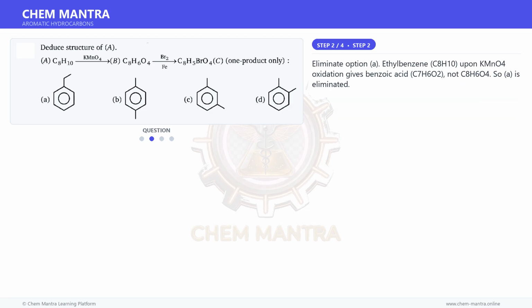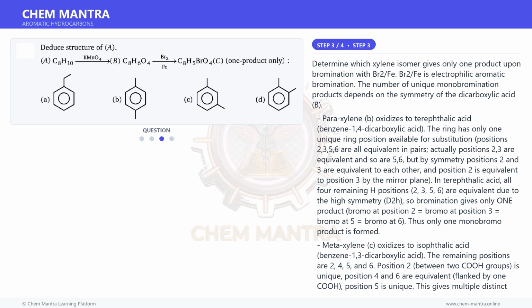Moving on to the next step. Eliminate option A. Ethylbenzene, C8H10, upon KMnO4 oxidation gives benzoic acid, C7H6O2, not C8H6O4. So, A is eliminated. Moving on to the next step.